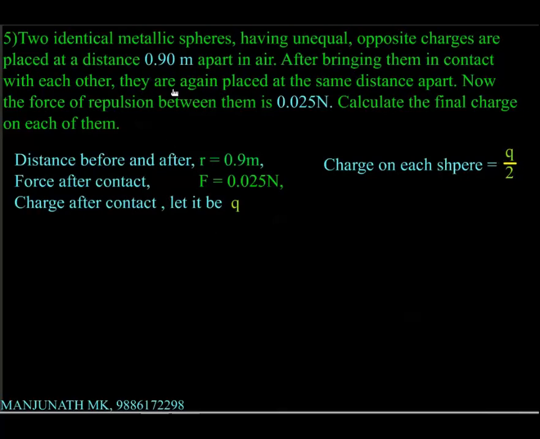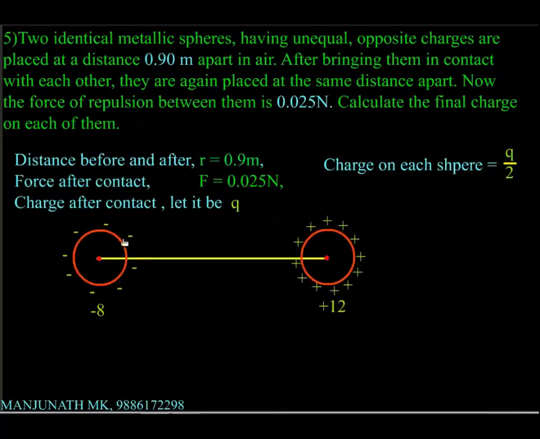Now let us understand the problem. Look here, this is the sphere and this is another sphere. These two are identical. Let us suppose there is some negative charge on this one. Let it be minus 8. As in the problem it is told unequal opposite. If it is negative, it has to be positive. And let it be 12 plus 12. It is represented by positive signs 1, 2, 3, 4, 5, 6, 7, 8, 9, 10, 11, 12. And here 8 are there. The distance between them is 0.9 meter.